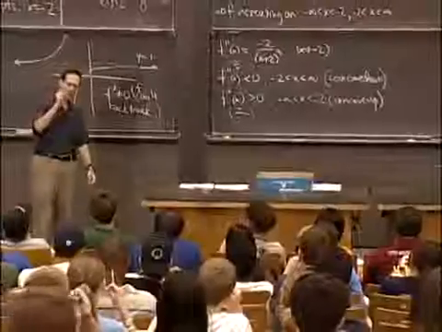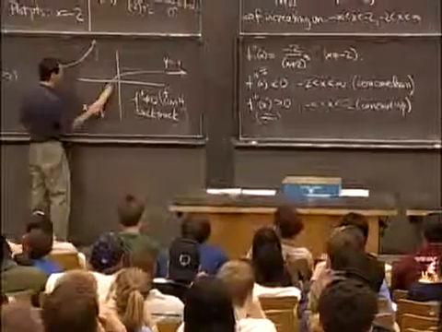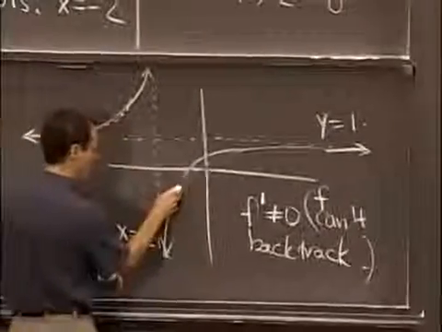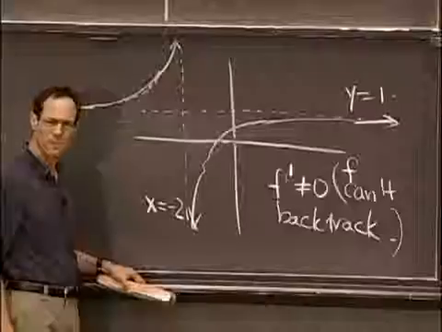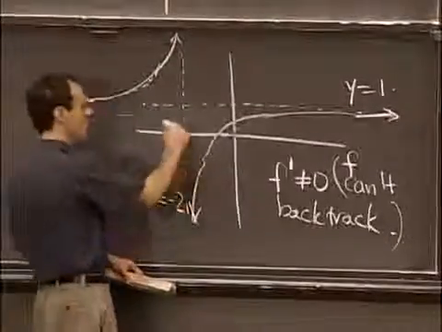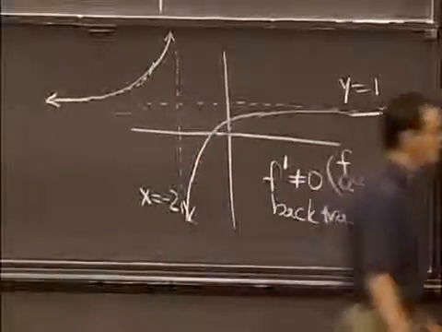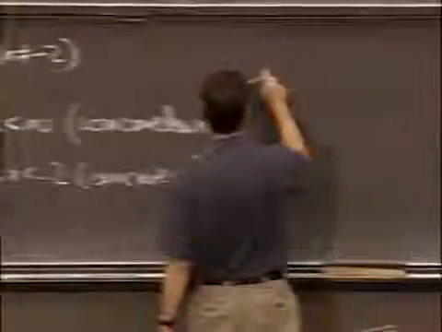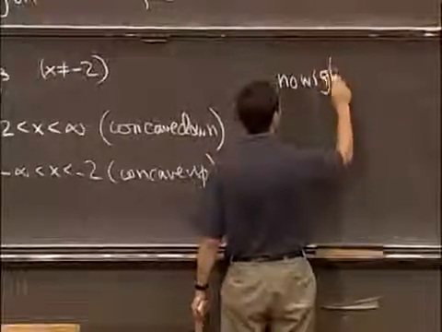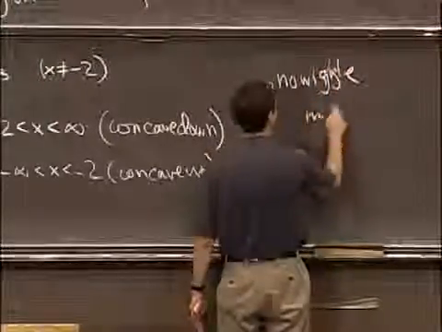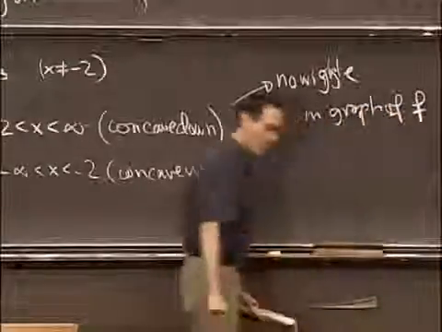But it is giving us something that's a little aesthetic. It's ruling out the possibility of a wiggle. OK, there isn't anything like that in the curve. It can't shift from curving this way to curving that way to curving this way. All right, that doesn't happen. So these properties say there's no wiggle in the graph of f.